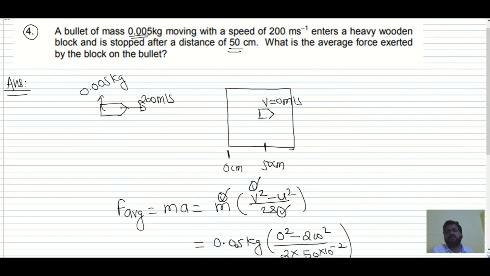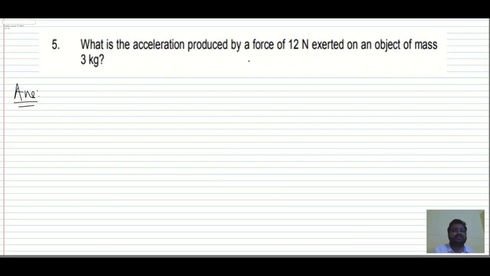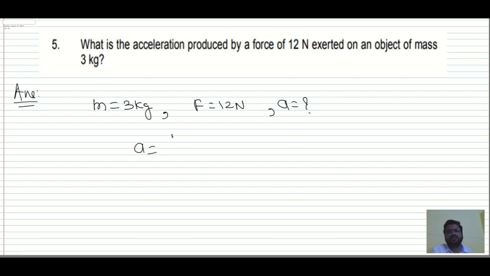Now the next problem we have. What is the acceleration produced by a force of 12 Newton exerted on an object of mass 3 kg? So it will be very simple. Mass is given, 3 kg. On this, force is given, that is 12 Newton. What is the acceleration, a? So acceleration is force divided by mass, which is 12 divided by 3, which is equal to 4 meter per second squared. This is the acceleration which we have.